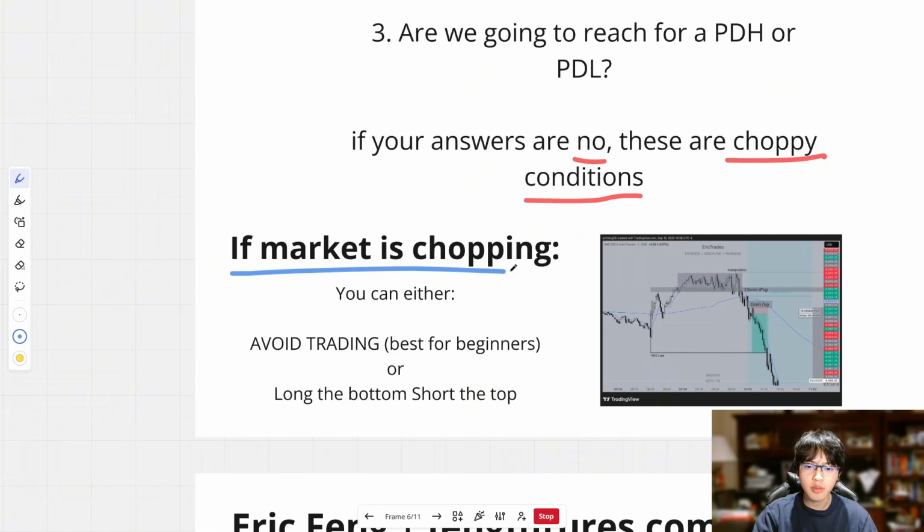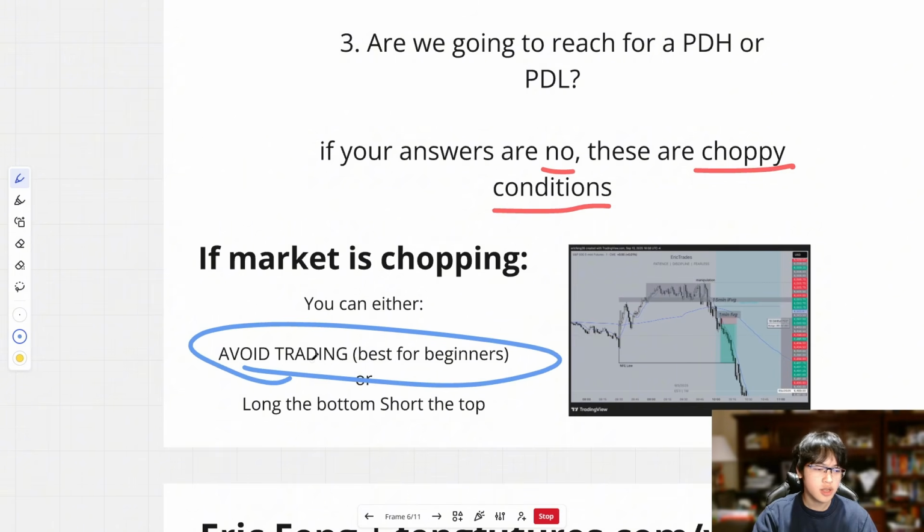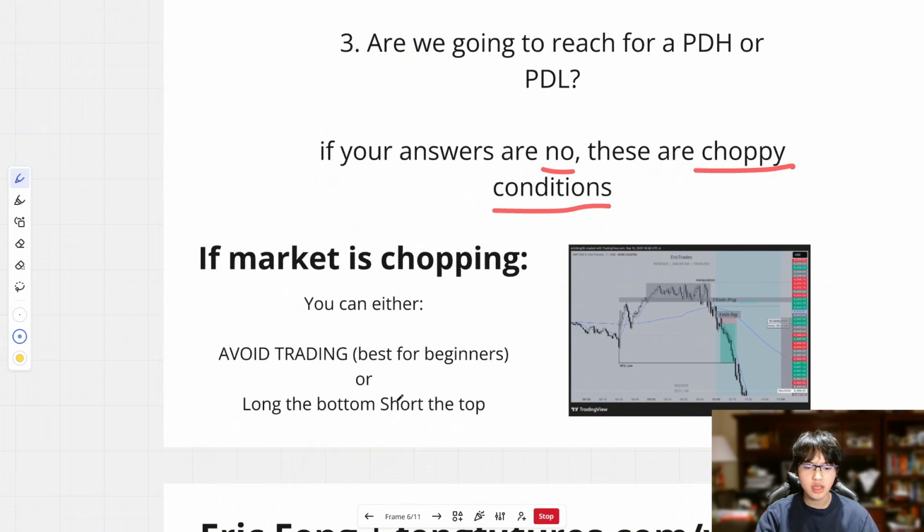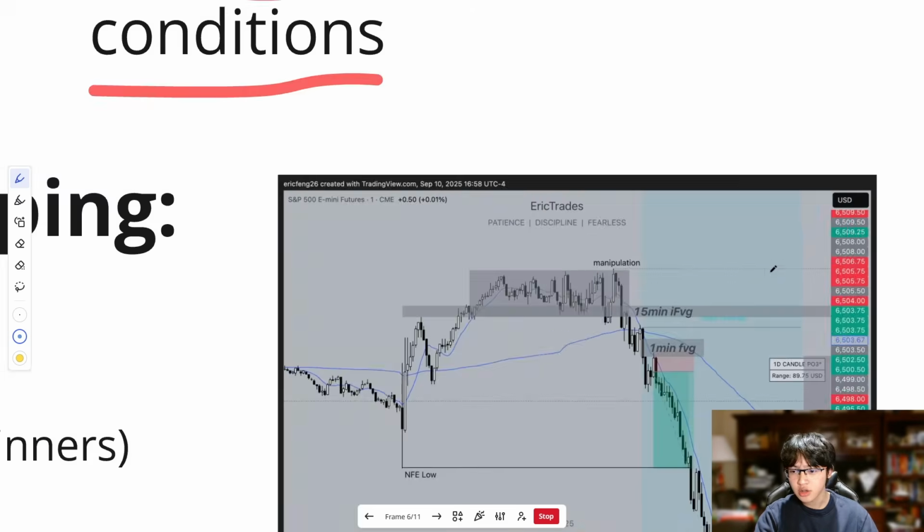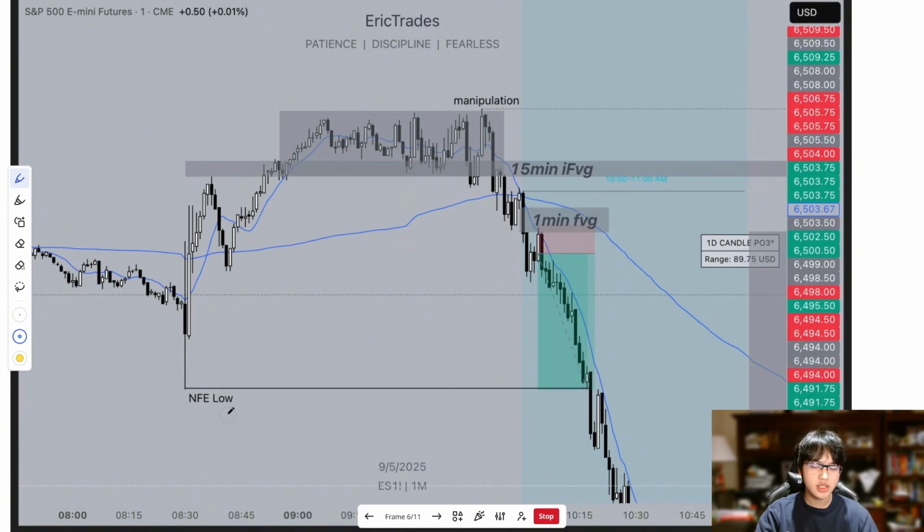So if we know the market is chopping, then there's two things you can do. You can either avoid trading, which is what I recommend you do if you're a beginner, or the second thing you can do is long the bottom and short the top, which is what I like to do. So if we look at this chart here, let's say we already have our obvious target in this day, which is a data low, and we're looking for shorts. We can see we're kind of forming a range here, which is our choppiness.